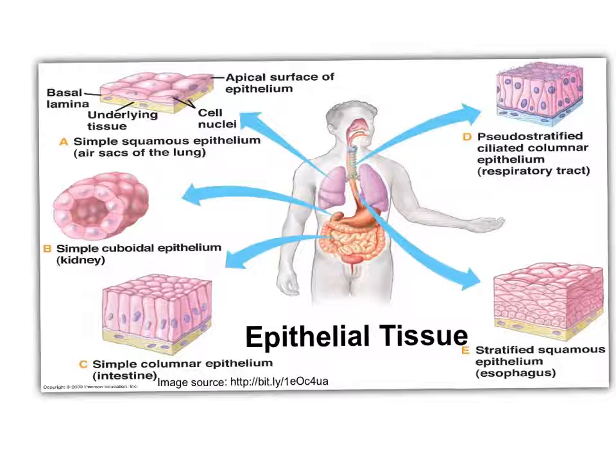Simple cuboidal. It is in the kidney. Each individual cell is kind of cubic shaped, but together they look like a pool noodle. Simple columnar. It is in the intestine, right there on the body. Like the name, they kind of look like columns, thin and long. Pseudo-stratified ciliated columnar. Pseudo means false, so this means that this type of epithelium looks like it has many layers, but actually it doesn't. Stratified squamous. This is the skin epithelium. It helps protect inside tissues.